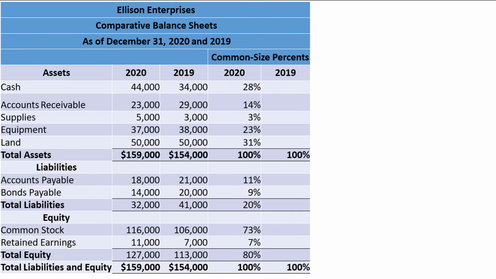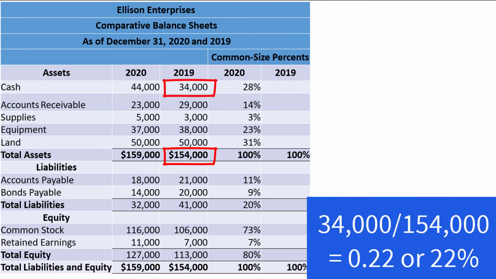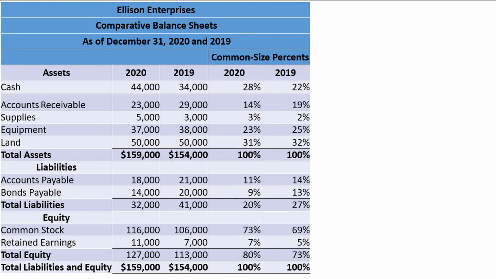Similarly, in 2019, we can use the exact same process, except each value will get divided by the 2019 total assets of $154,000. For 2019 cash, we have $34,000 divided by $154,000, which is approximately 22%. Here are the remaining common size percents. Feel free to check them on your own if you'd like to. Ideally, the total asset percentages and the total liability and equity percentages should add up to 100%. Due to rounding, some of the totals don't add up to exactly 100%, but that's okay.